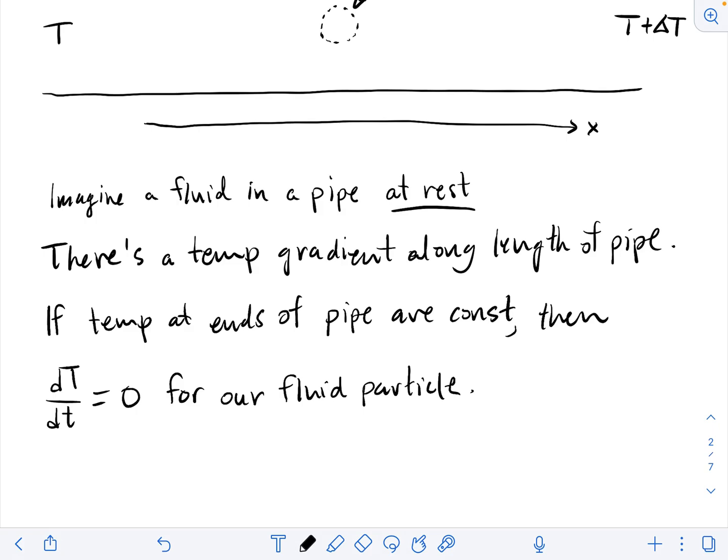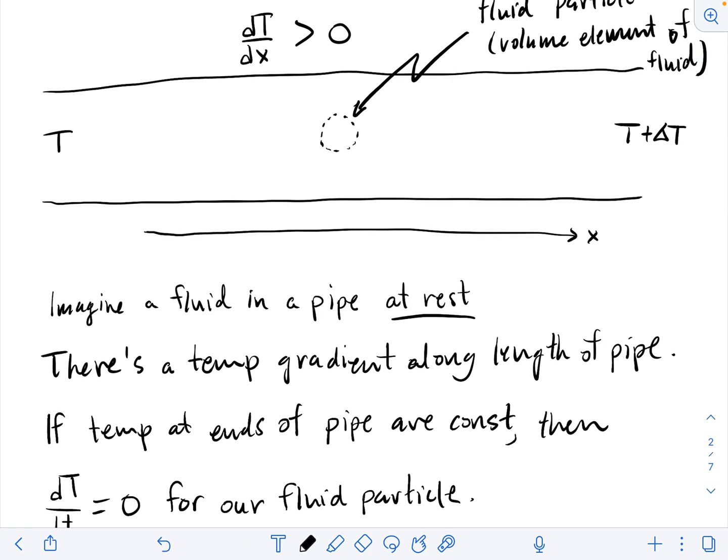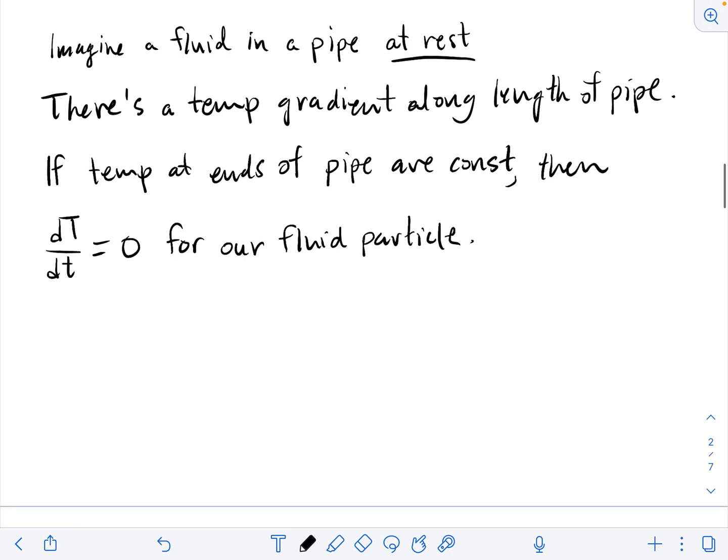Okay, so in what we've imagined so far, the temperature of the entire fluid is fixed in time, although there's a gradient from left to right. And our fluid's not moving, so the fluid particle we're thinking about is sitting stationary, at some fixed temperature.